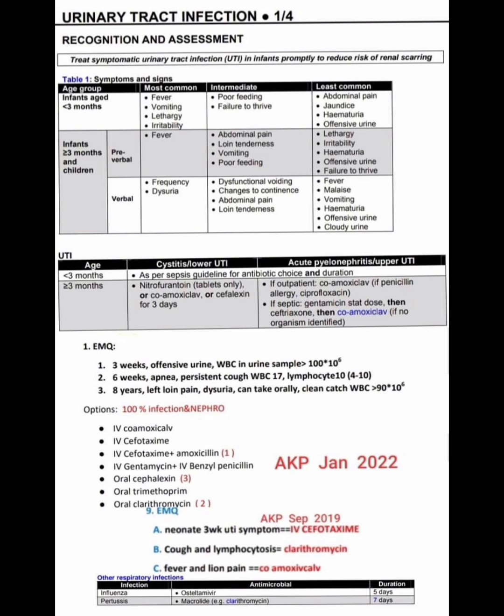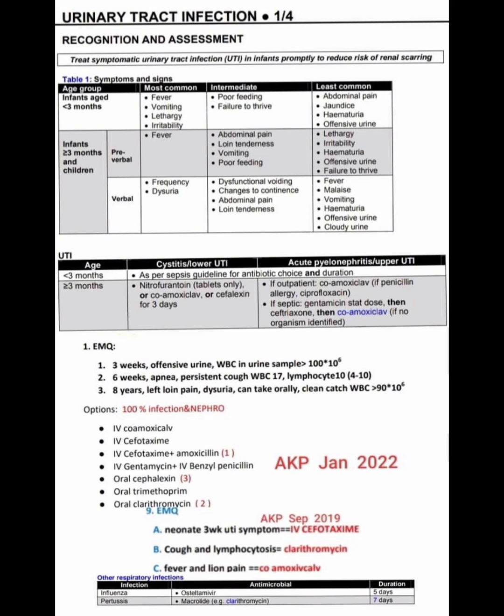Treat symptomatic urinary tract infection in infants promptly to reduce the risk of renal scarring. Now, symptoms and signs of urinary tract infections. Infant age less than 3 months: the most common features are fever, vomiting, lethargy and irritability. Intermediate features are poor feeding and failure to thrive, and least common are abdominal pain, jaundice, hematuria and offensive urine.